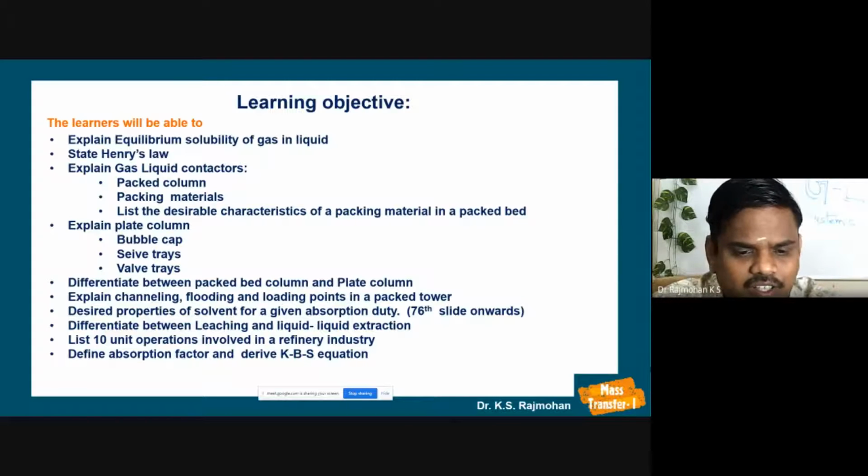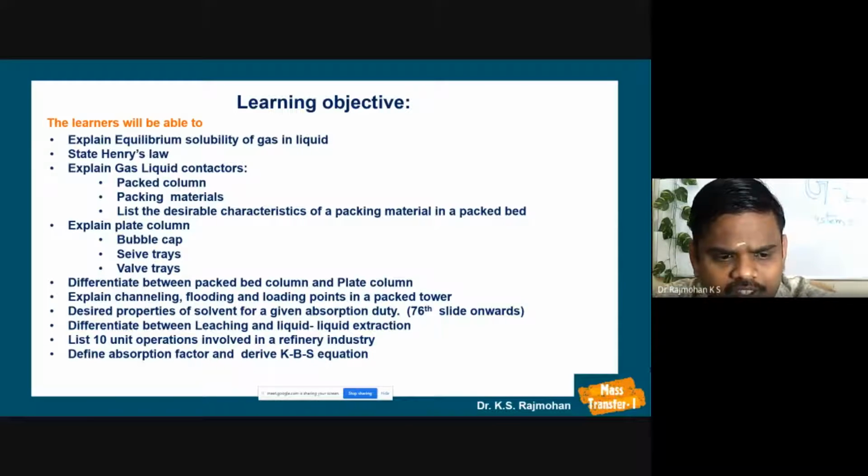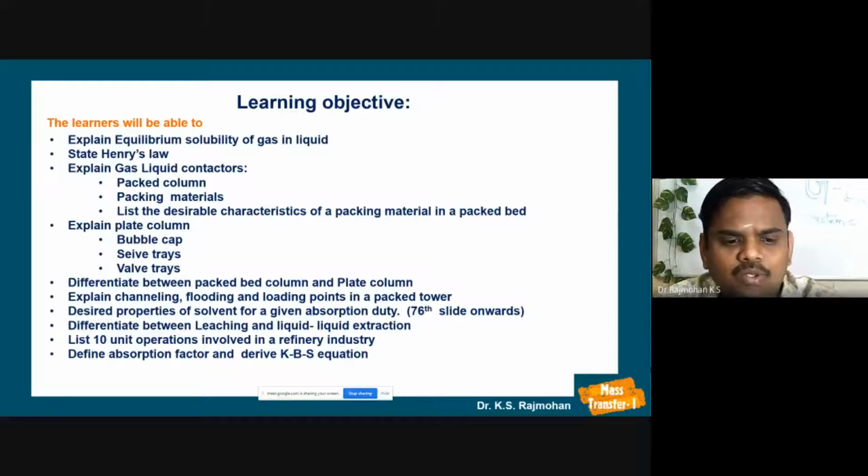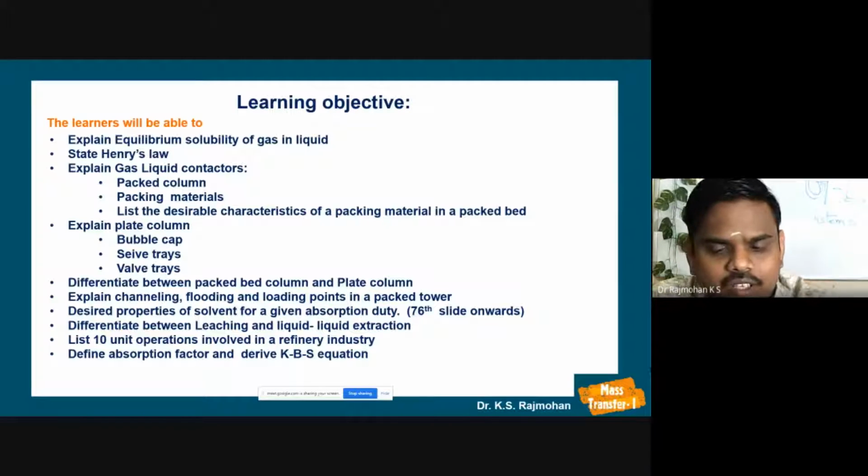This is just for understanding purpose. And as understanding thing, one should be able to list 10 unit operations involved in a refinery industry, and you should be able to define what is absorption factor and be able to derive Kremser equation. Okay, all that we will discuss in detail.